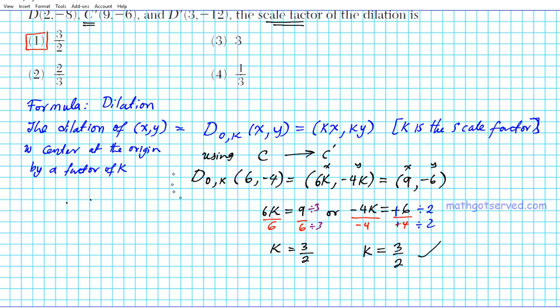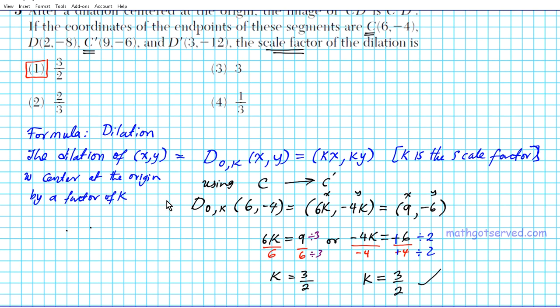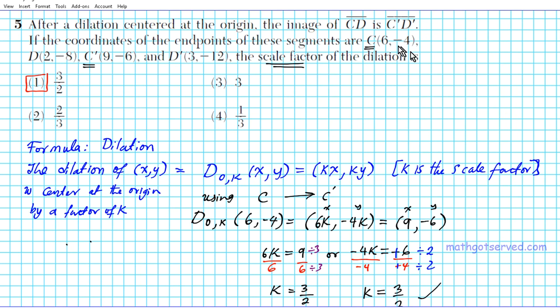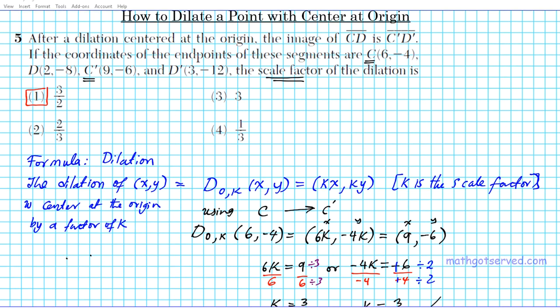It's just a reinforcement. Okay, so we see for certain that the scale factor for dilating segment CD to segment C prime D prime is 3 over 2. All right, so this is basically how you dilate a point with the center of dilation at the origin.